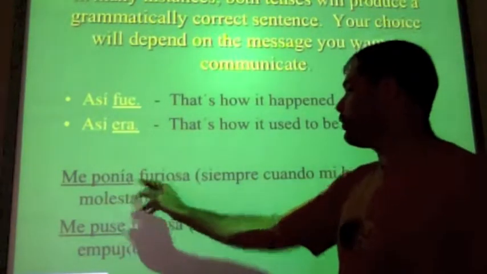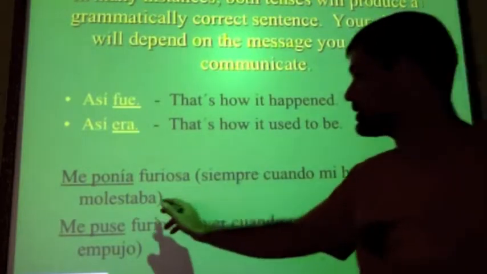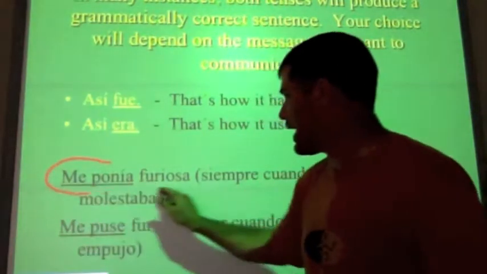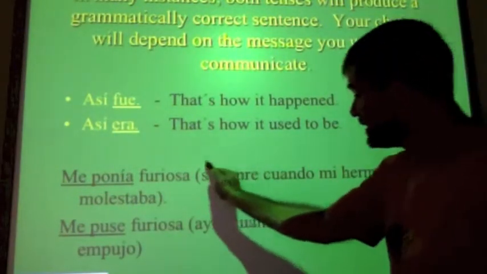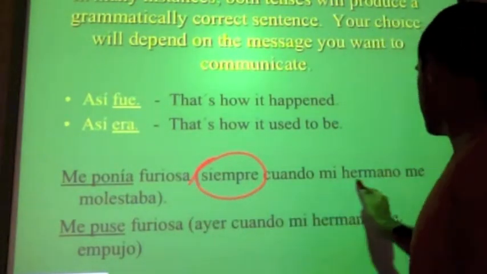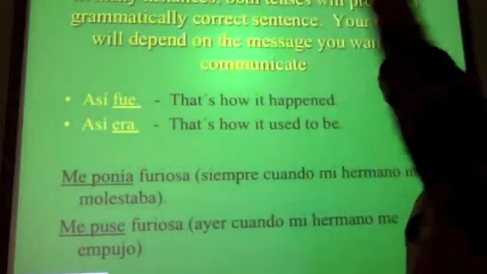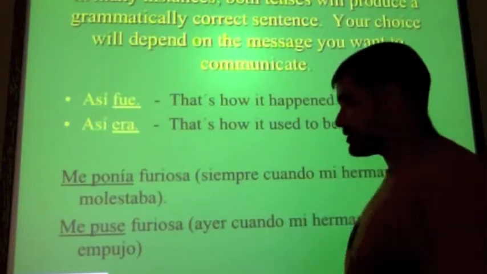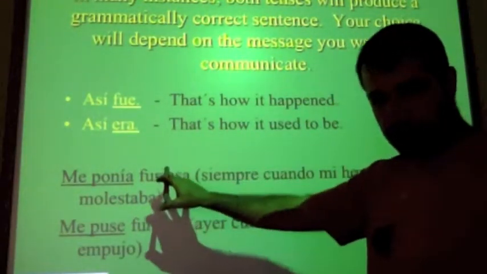Okay? Me ponía furiosa. Siempre cuando mi hermano me molestaba. So I used to get angry. Me ponía en el imperfecto. I used to get angry siempre, always, when my brother me molestaba en el imperfecto. So I'm talking about the past, but I'm talking about habitually in the past. I used to always get mad when my brother bothered me.